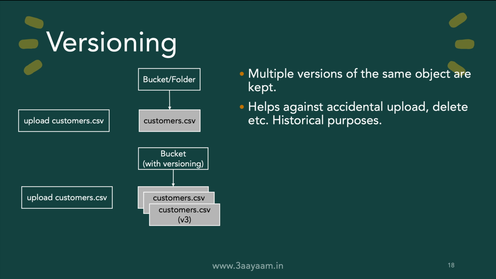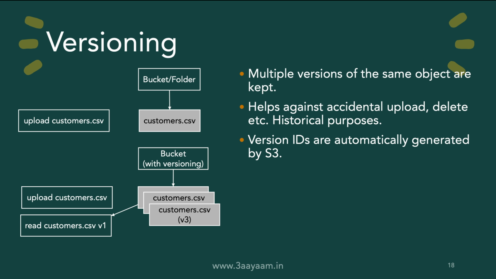Now the question is how these version IDs would be maintained. How do we make sure that different version IDs are there along with these files? We do not have to do anything. S3 will automatically generate the version IDs whenever we upload the file. Now we can actually read the file with its version.